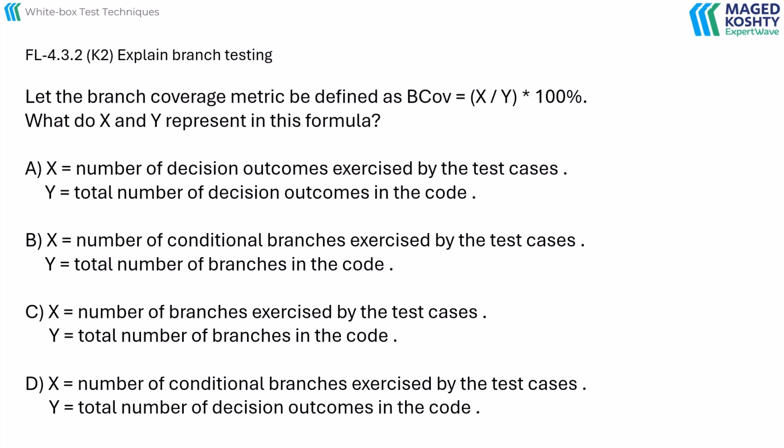A. X equals the number of decision outcomes exercised by the test cases. Y equals the total number of decision outcomes in the code. Decision outcome means we consider only conditional branches. This is incorrect as X and Y are supposed to consider the number of total branches in the code, whether conditional or unconditional. B. X equals the number of conditional branches exercised by the test cases.